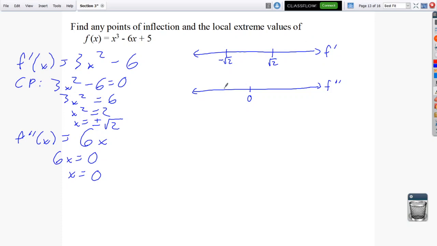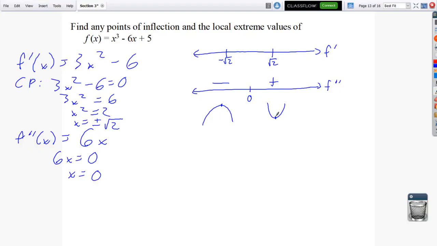Well, I'm plugging in negatives, so 6 times a negative is going to be negative. And over here, I plug in numbers bigger than 0, so 6 times a positive gives me positive. I know I've got concave down over here and concave up over here. That means negative root 2 is going to represent a local maximum, and positive root 2 is going to represent a local minimum.